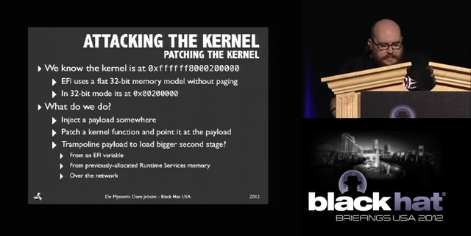So what we're going to do is inject a payload somewhere, patch a kernel function, and point it to the payload. Because we don't have a lot of room to put our payload in, in my proof of concept I've used a trampoline payload that bounces off to a second stage payload and finds it. I've used an EFI variable, but you could also use runtime services memory that's allocated within EFI and call back into from the kernel, over the network, whatever else.